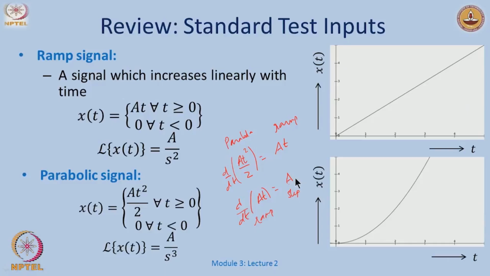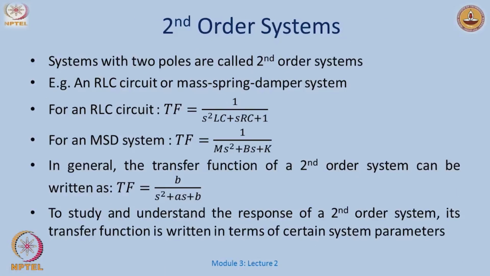Good. Now, we go to something slightly complicated, but still not very complicated, and very useful. Second order systems are the systems which have two poles. We have done lots of examples on this. A typical RLC circuit would have a transfer function like this. If you remember vaguely, this was a transfer function between the voltage of the capacitor and the input voltage. Similarly for the mass spring damper system, where the input was a force and the output was a position or a velocity, one of those.